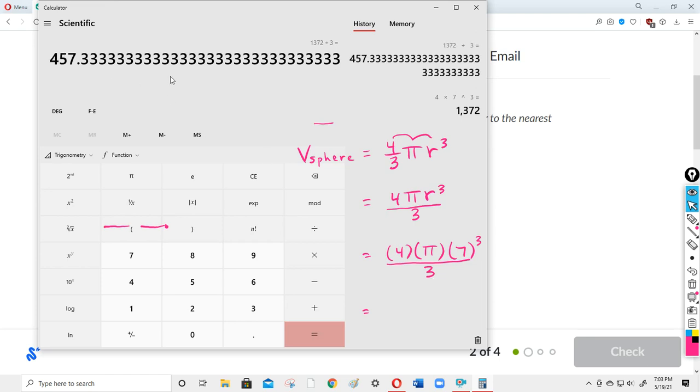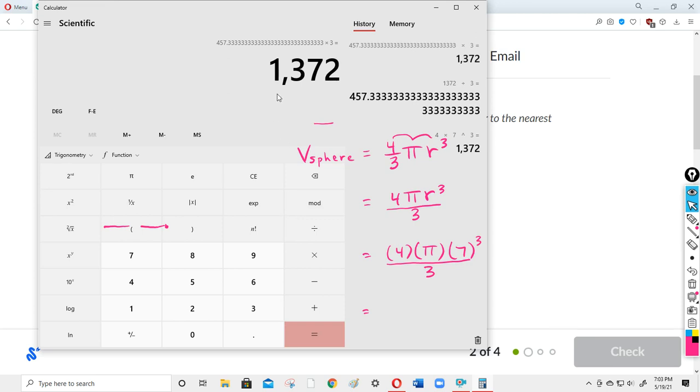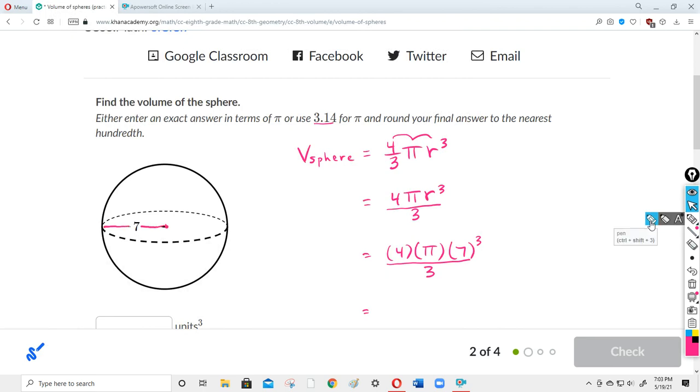Alright, now you'll see, if I take that number and I divide it by 3, it's going to be a repeating decimal, and you can't enter that in the box. Okay, so without dividing by 3, I'm going to keep it as 1,372. Alright, so in the numerator now, since we did 4 times 7 to the third, we have 1,372, and in the denominator we have 3. Okay, and we still have pi. You can put it in the numerator or you can put it out front. It's the same thing.